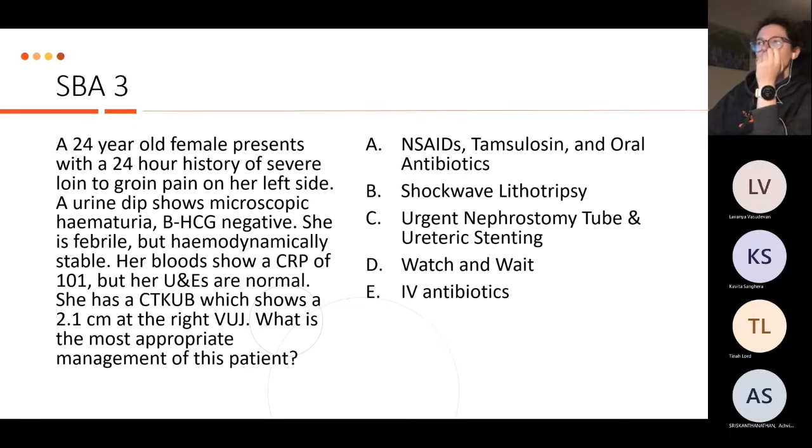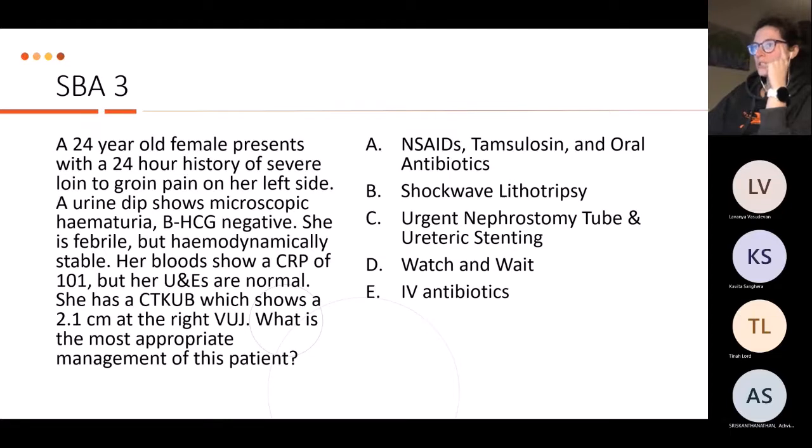So the answer here, I don't think it's animating, which is annoying, but the answer here is C. So urgent nephrostomy tube and ureteric stenting. So this case has similarities to the first one.